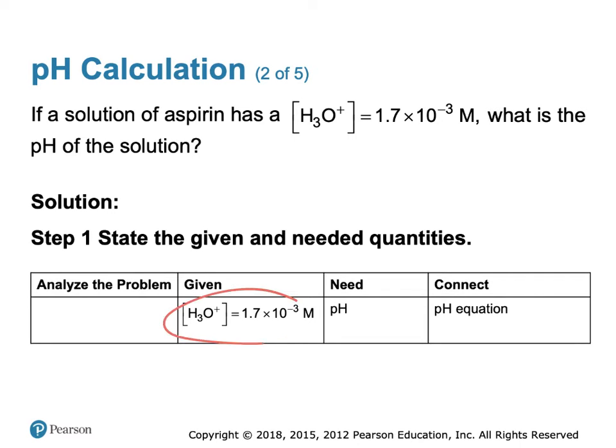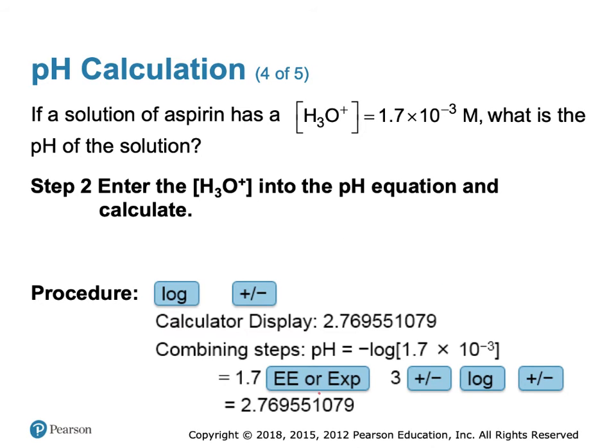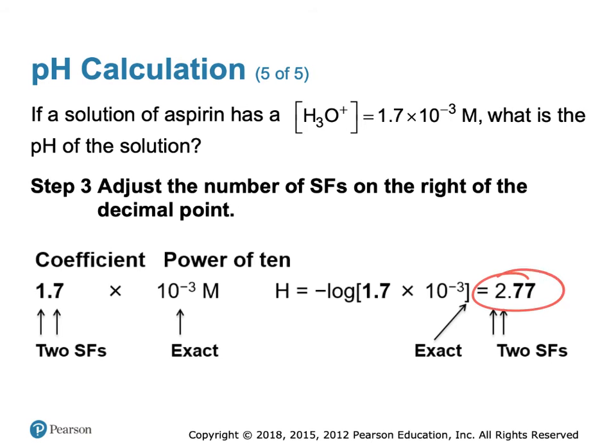We're given the hydronium ion concentration. We need the pH. We're going to use the pH equation so that we just plug in 1.7 times 10 to the minus 3. Now, this is stepping through how to enter this on your calculator. This will depend upon the type of calculator that you have, so this might not be exact. And you can see your value here of 2.76955, but because we need 2 significant figures, we are going to round to get a value of 2.77.